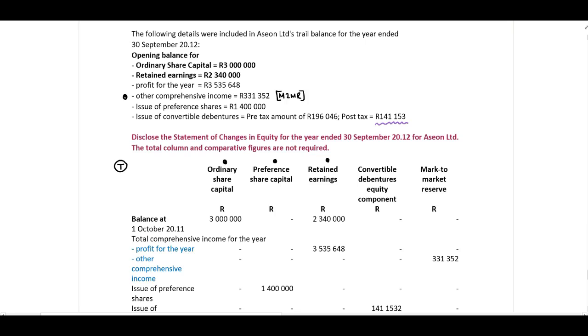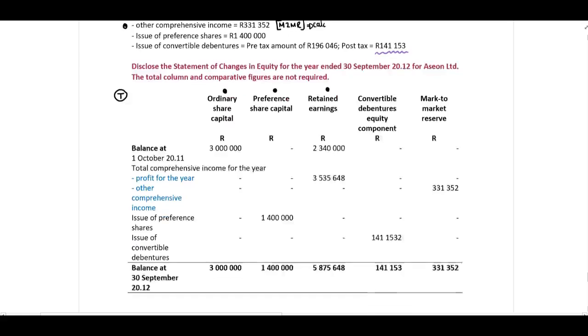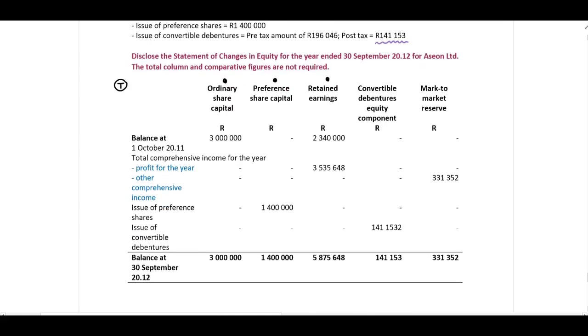However, they should have told you this, or you should have calculated this. Okay, now guys, they either should have told you that this is mark-to-market reserve, or you should have calculated this. And then they provide you with convertible debentures. A post-tax amount should be used. And you need to add these two columns in your template.